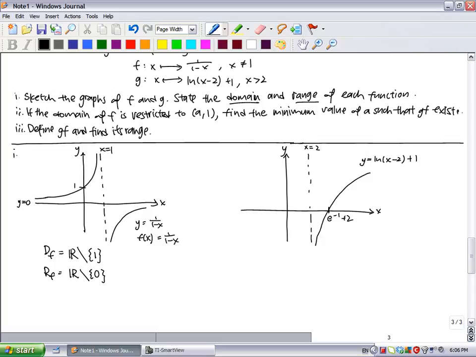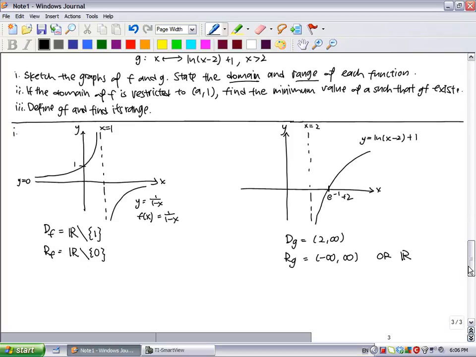And for g, the domain is from 2 to infinity, so I don't have any values from x equals 2 downwards, and the range of g would be from negative infinity to infinity. Alternatively, you could also write this as the set of real numbers. Okay, so that's part 1.